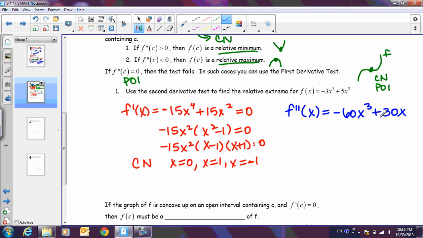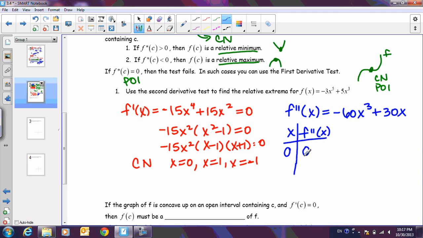So here's my second derivative. I need to know at these 3 points, is the second derivative positive or negative? Now, we could arrange this a variety of ways. I'm going to go ahead and do a t-chart here. I'm not doing intervals, okay? That's why I'm not doing a sign chart. I don't want to know between 0 and 1 what f double prime is. I want to know when x is 0, what is f double prime?